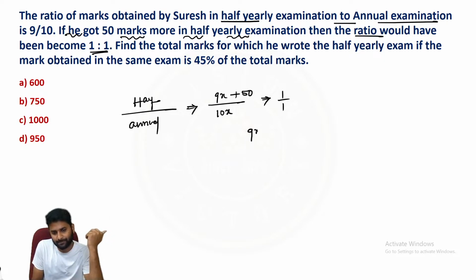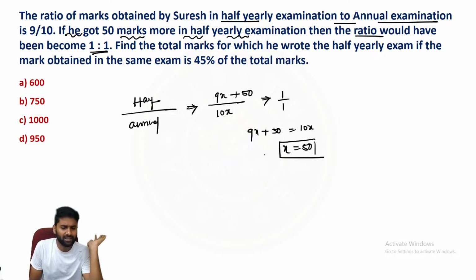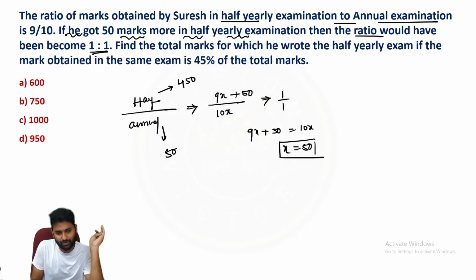Just cross multiply it. 9x plus 50 is equal to 10x. If it is 1 is to 1, you can directly take that value, guys. Because of the addition of those 50 marks, the ratio becomes 1 is to 1. That's why you can directly pick the x value as 50. Now the half yearly score is exactly 450 and the annual examination is exactly 500.